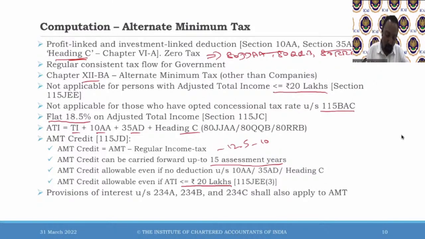Same way, when you're talking about this alternate minimum tax, all other provisions such as your advance tax and belated filing apply. So whatever interest we are talking about under 234 ABC applies for this alternate minimum tax also. So this is alternate minimum tax. I'll see if there are any questions that I can answer till now.